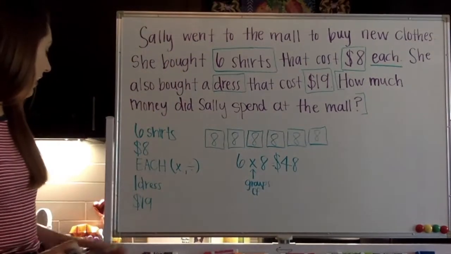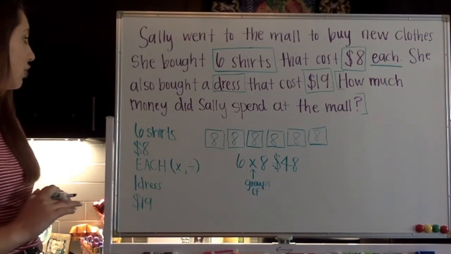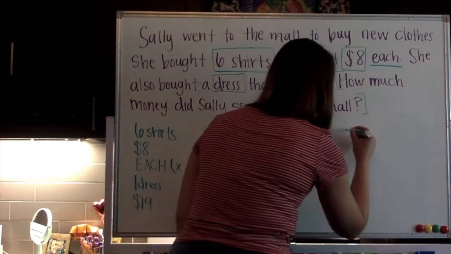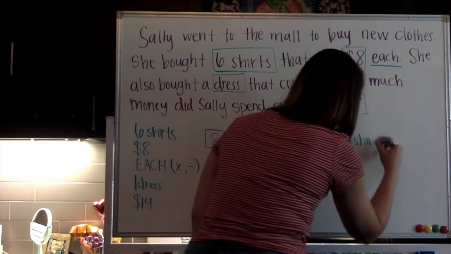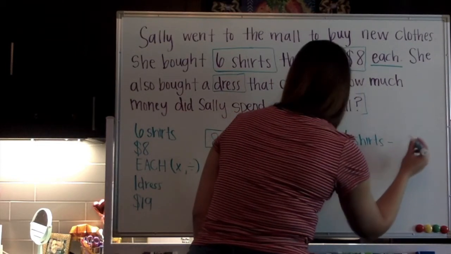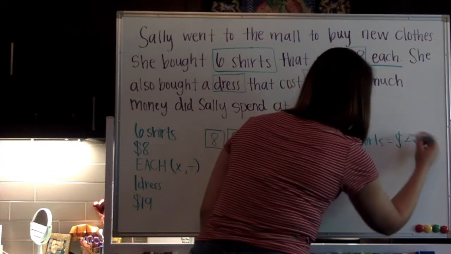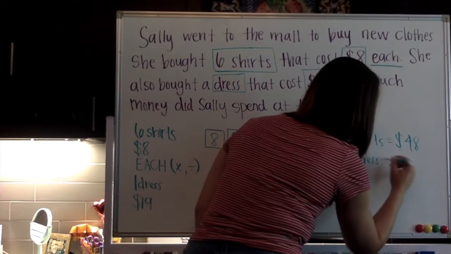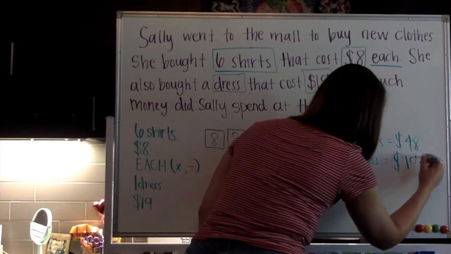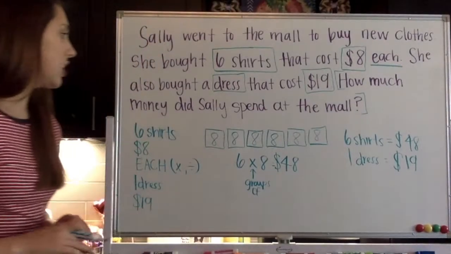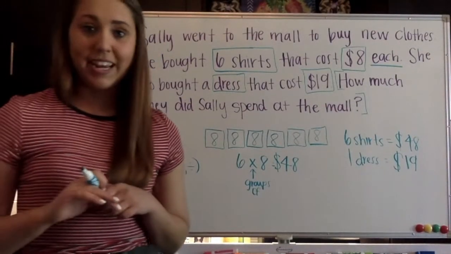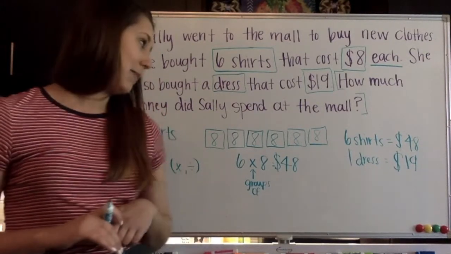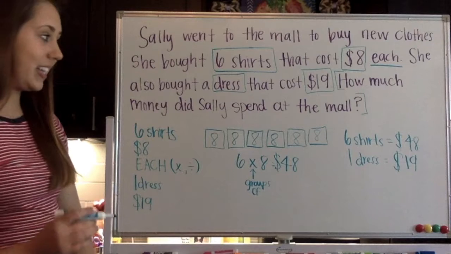Our next step is to add in the dress. So she also bought a dress for $19. So I have 6 shirts for $48, and I have 1 dress for $19. Now I know the question is asking me how much money did she spend at the mall. So I'm looking for that total. So my final step is going to be to add these two numbers together.